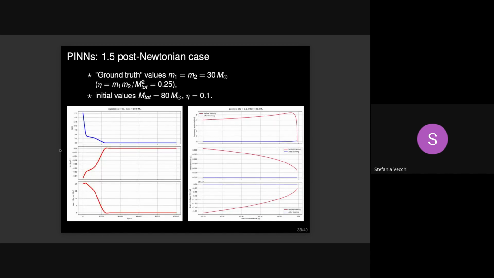These are just very fresh results. You start with a waveform that has masses of 30 and 30, so the masses are equal, and the symmetric mass ratio is equal to 2 to the power of minus 2, a quarter. But if you start with a completely different sum of masses, 80, and a completely different symmetric mass ratio, the neural network is able to learn the actual evolution of the waveform and reproduce it. So this to me is very exciting.